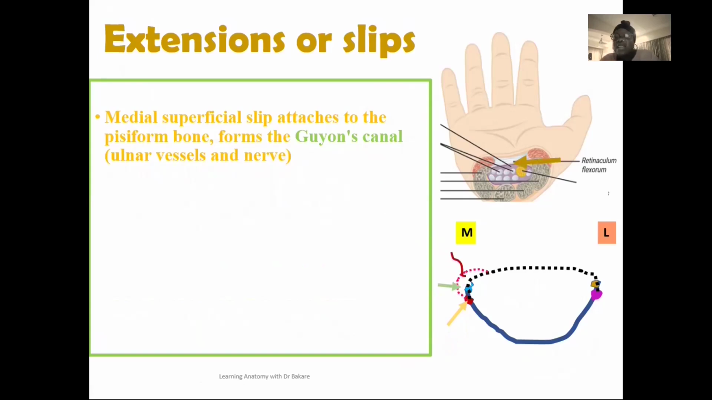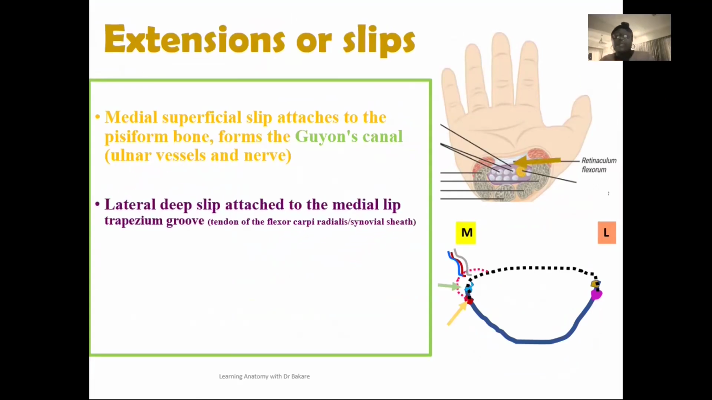So this is where we have the ulnar artery that is highlighted in red. This is where we have the ulnar vein in blue, and this is where we have the ulnar nerve. And if you look deep, you will see that the floor of the Guyon's canal is formed by the flexor retinaculum. And this is what is highlighted here, dotted black.